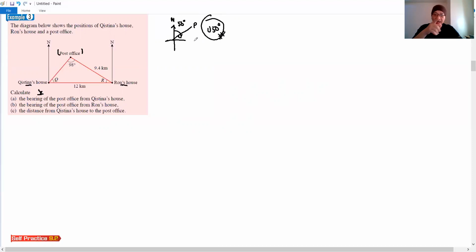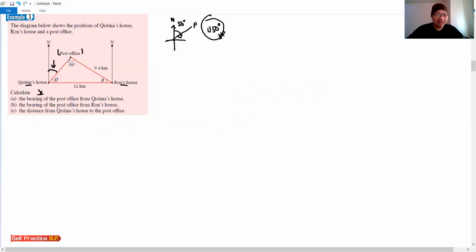All right. And also you learned this bearing in mathematics, in Form 4, if I'm not mistaken. So calculate the bearing of the post office from Christina's house. This is Christina's house. You want to find the bearing. So the bearing of the post office from Christina's house should be in here, right? This is the angle here. So to find this angle, you need to find Q first.